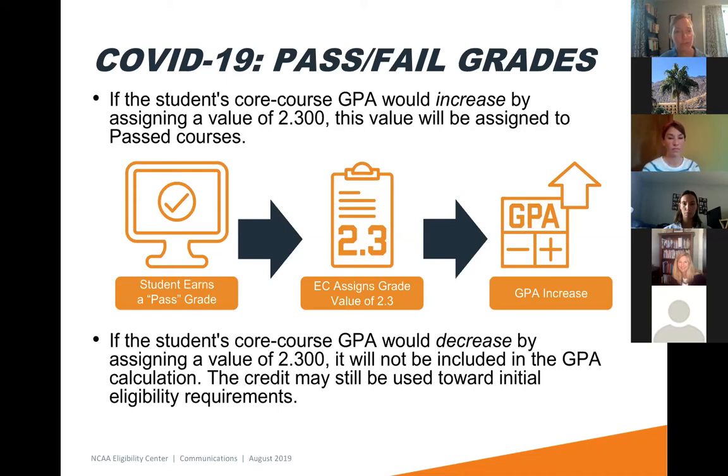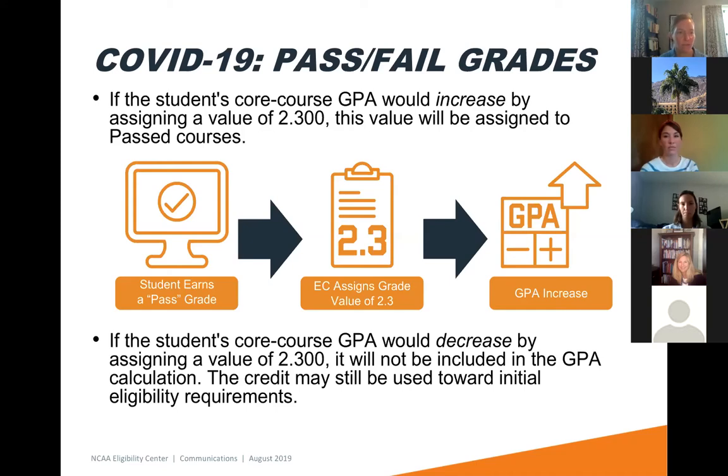comes from those regular requirements that we talked about a couple slides ago, where a student needs to have at least a 2.3 GPA in those 16 core courses. So that's where that number comes from. But again, it will only be used if it helps. And if it lowers their GPA, then they will just get essentially the courses themselves counted, but they won't be part of the GPA calculation.